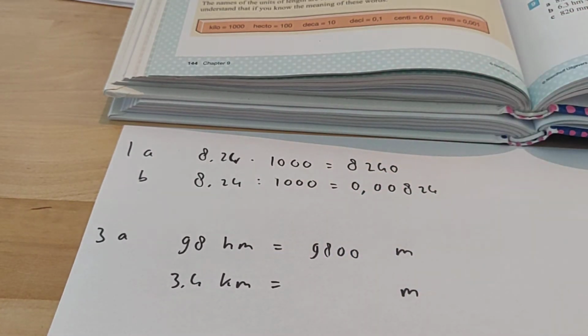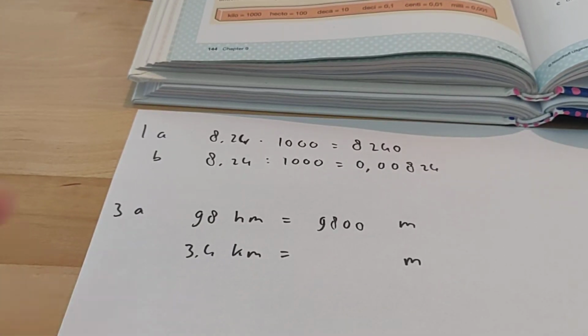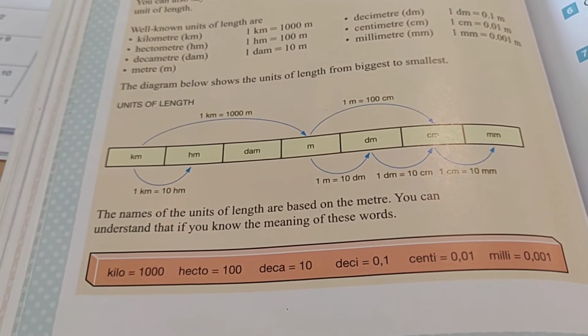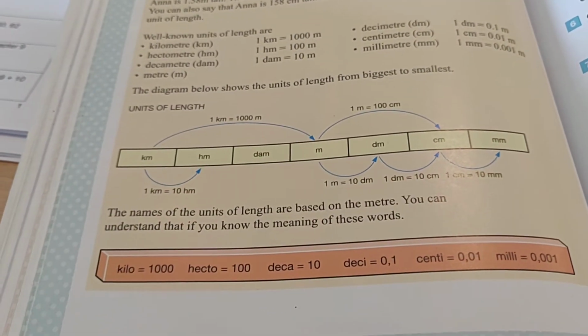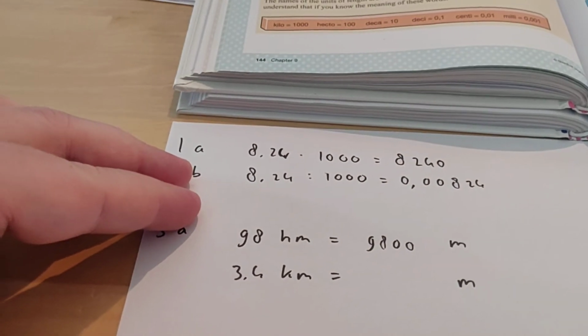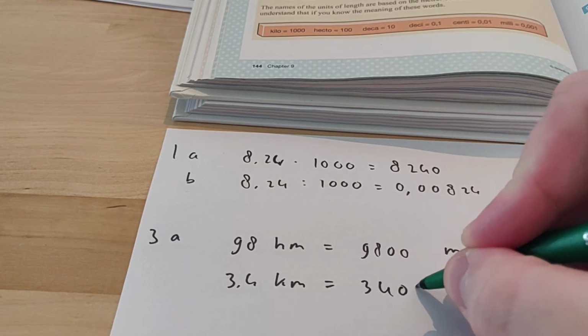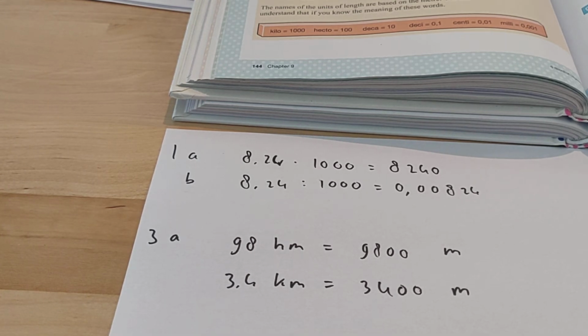So if you have 98 hectometers, you have 9800 meters. The next one is kilometers: 3.4 kilometers. This one you probably already knew, but I'll explain it anyway. If you have 3.4 kilometers, then it's 3 steps further, 1, 2, 3. So you multiply times 10, times 10, times 10, or you multiply by 1000, or you just move the point 3 places. So I get 3400, because I move the point 3 places. So 3.4 kilometers is the same as 3400 meters.